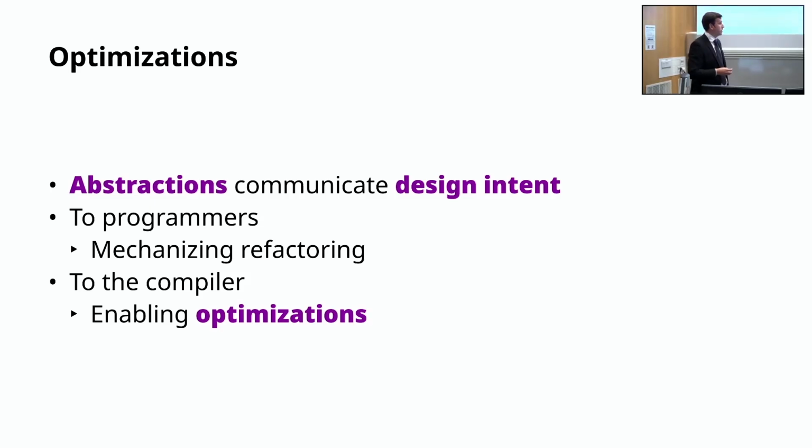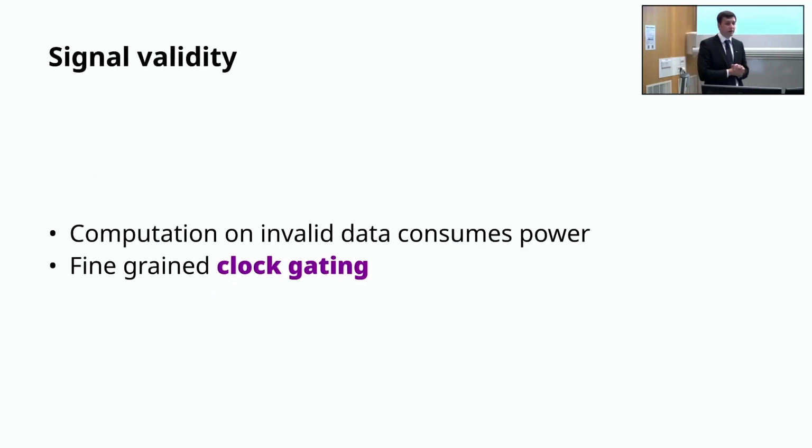To the compiler, when we have design intent available, we get some leeway in changing the behavior to still accommodate this design intent. And this is something we only started exploring towards the end of my work here. But the primary example we've been looking at is, again, signal validity. So we have these option types that communicate when data is valid and when it isn't valid.